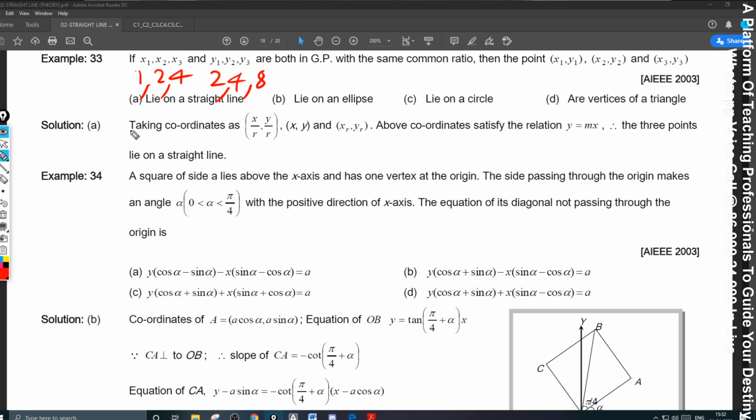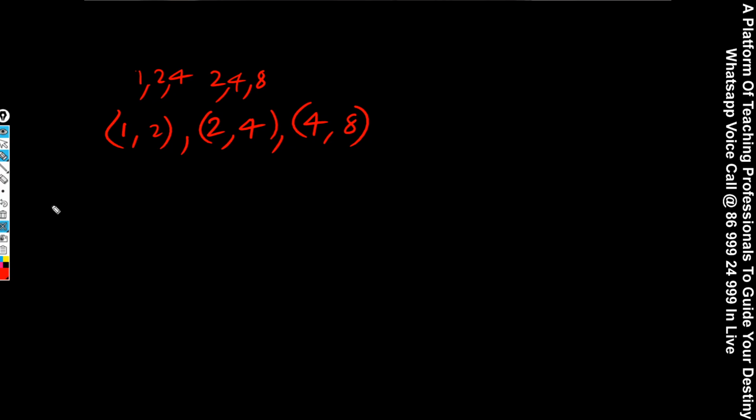Now what are the points here? 1, 2; 2, 4; 4, 8. I'm following the verification method, please. Cross verification, I'm giving some numerical values such that it satisfies the given condition that they are in GP. Now, here, let this be A, this be B, this be C.